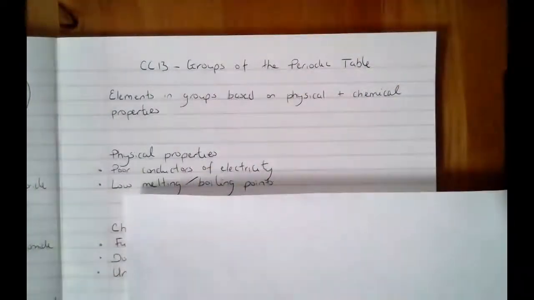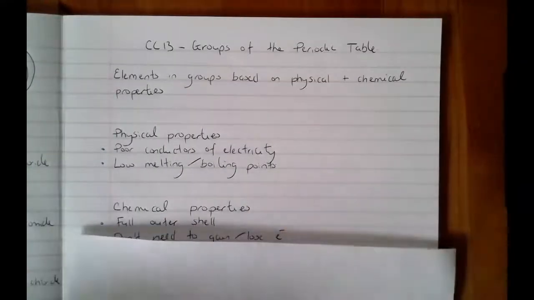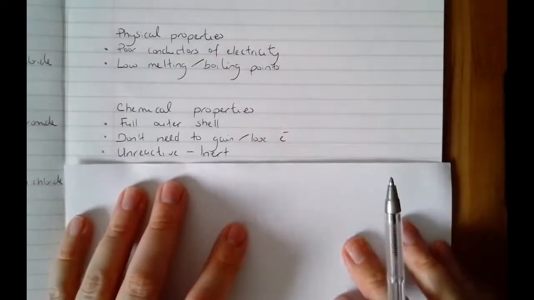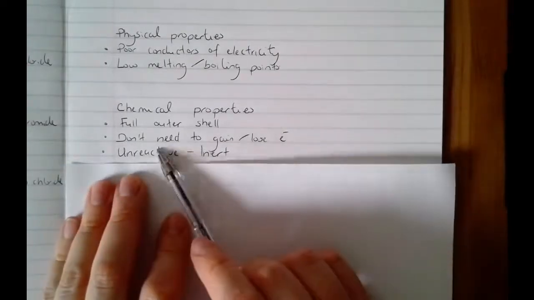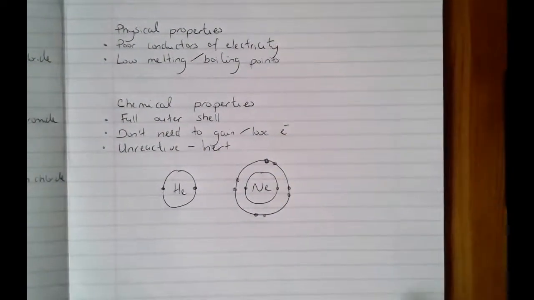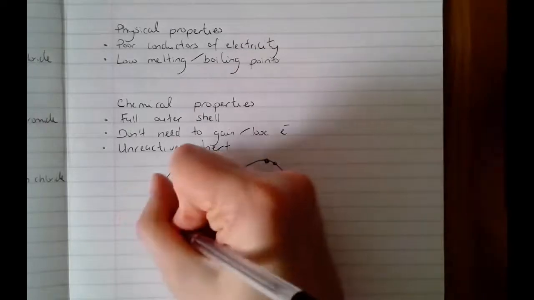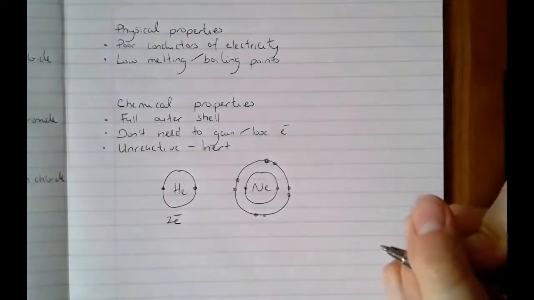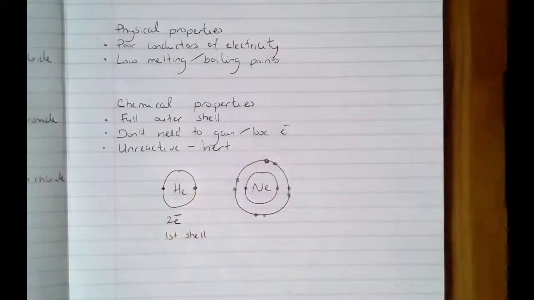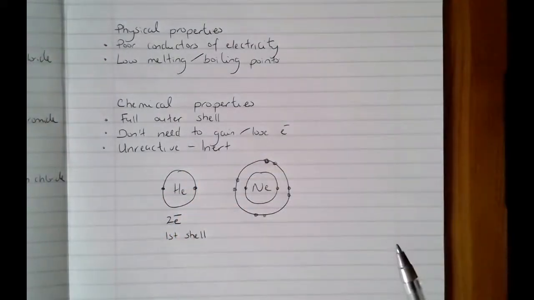As well as knowing their physical properties, you need to know their chemical properties. The noble gases all have a full outer shell. That is what they have in common. Because they already have a full outer shell, they don't need to lose or gain electrons, and that makes them very unreactive. Another word for unreactive is inert. And if we look at two examples, I've got helium here with 2 electrons in its outer shell. But for helium, the outer shell is the first shell, and the first shell can only hold 2 electrons, therefore helium has a full outer shell.